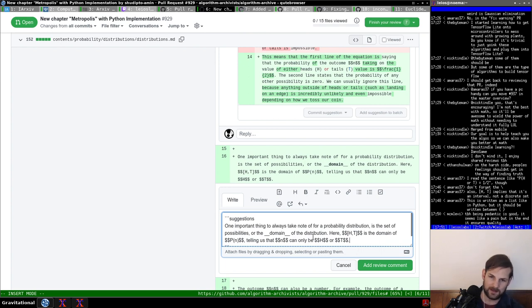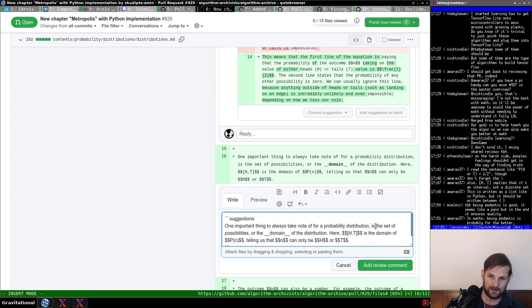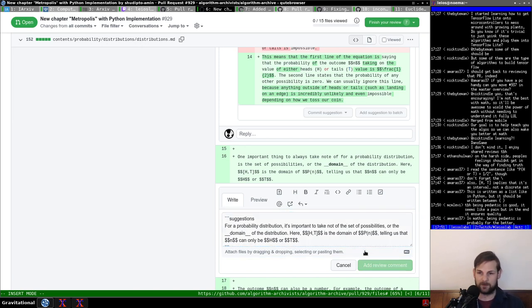One important thing to always take note of for a probability distribution is the set of possibilities or the domain. I think we can modify this so it just says, for a probability distribution, it's important to take note of the set of possibilities or the domain of the distribution. I think that's fine. Add new review comment.